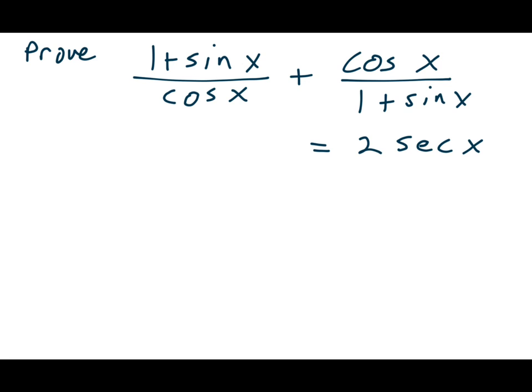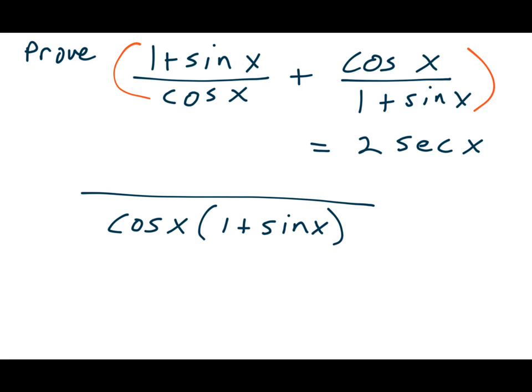Okay? So first we basically need to combine these two things together using a common denominator. Now the common denominator is going to be cosine x times 1 plus sine x. Okay, so on the left one, that means multiplying that guy by that, so it's 1 plus sine x squared. And then this one over here is going to be cosine squared x.